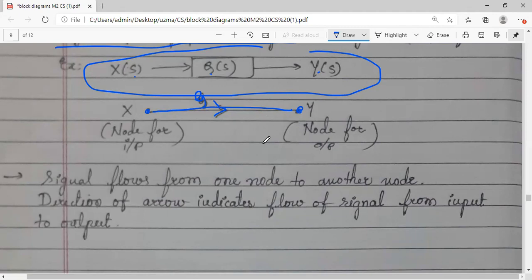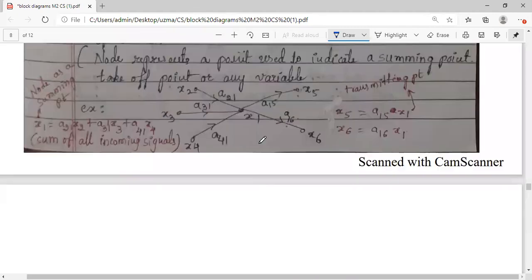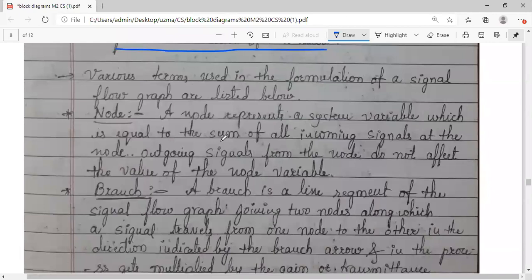So this is about the basics of the signal flow graph. Now we have to look into some of the terminologies we use in the case of signal flow graphs. We will look into these terminologies and some of the rules for these signal flow graphs in the next session.